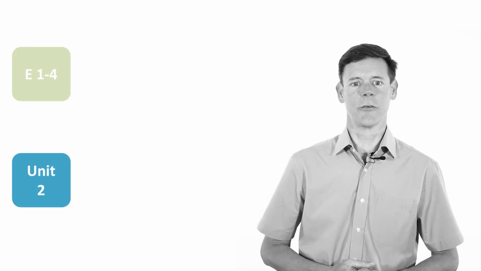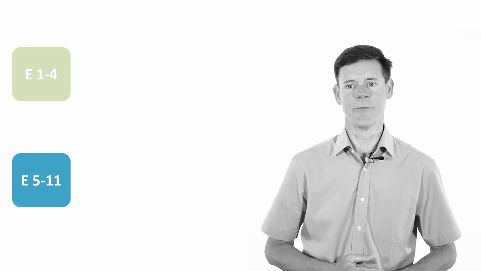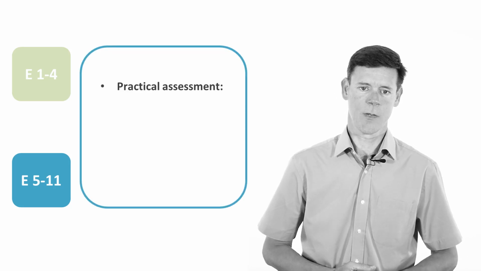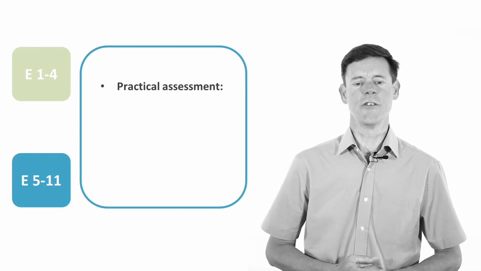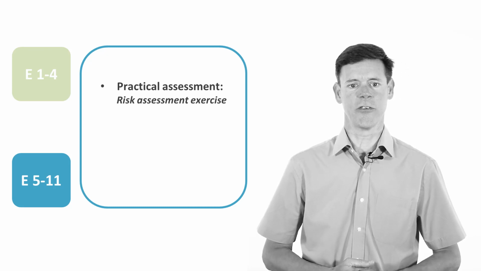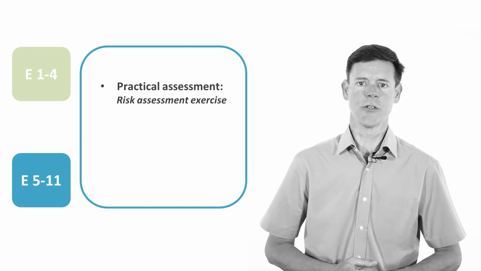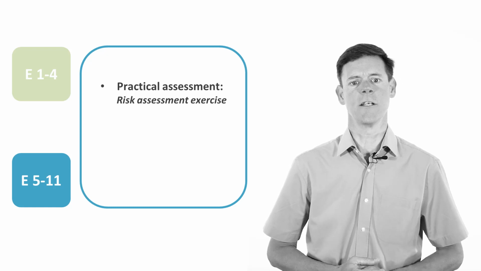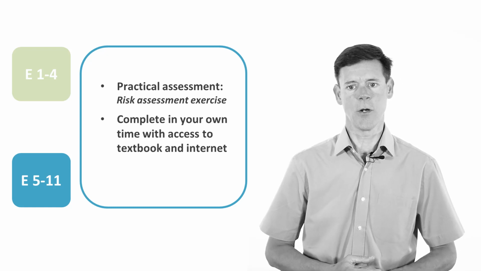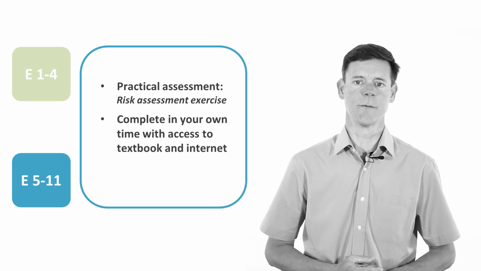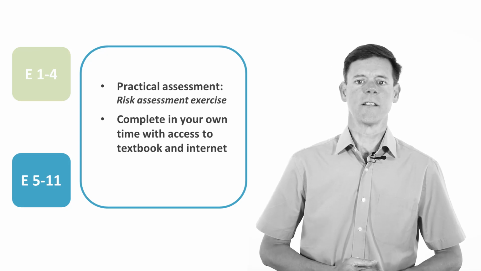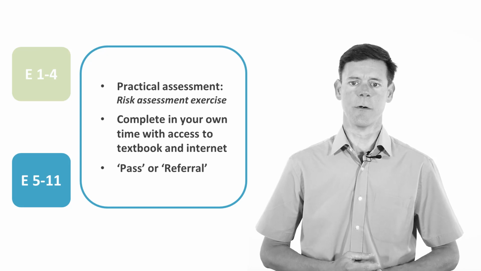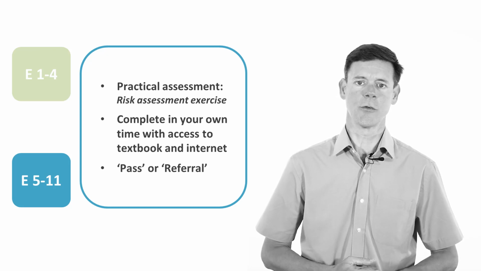The second part of the course, Unit 2, made up of elements 5 to 11, is assessed by a practical assessment. This practical assessment requires you to carry out a risk assessment exercise in a workplace and record your results on a standard form. This assessment can be completed in your own time, with full access to your textbook and the internet. Your practical assessment is marked by NEBOSH. You will either receive a pass or a referral. Your assessment is not awarded a score.